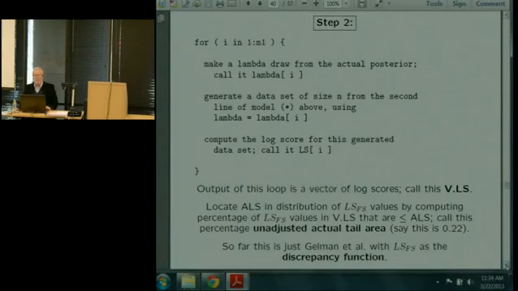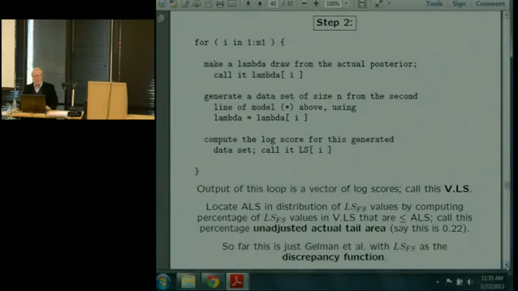Make a lambda draw from the actual posterior, call it lambda i. Generate a data set of size n from the sampling distribution part of the model using the lambda you got a moment ago. And now compute the log score for this generated data set. Call that log score i. Do that M1 times. Now you have a vector of log scores. Let's call that v.ls.